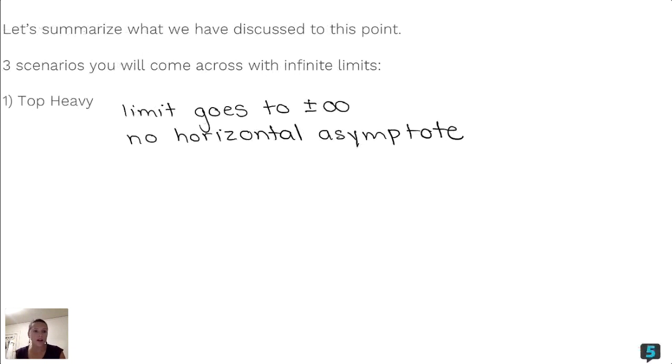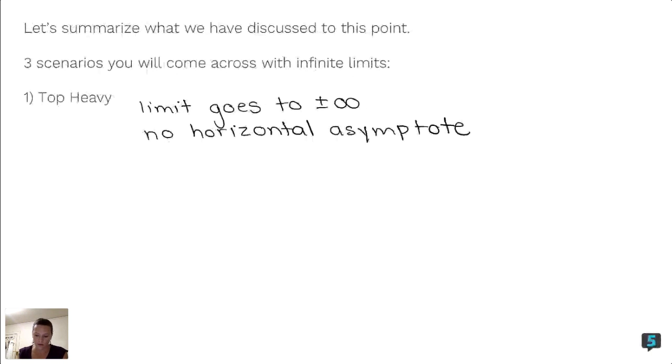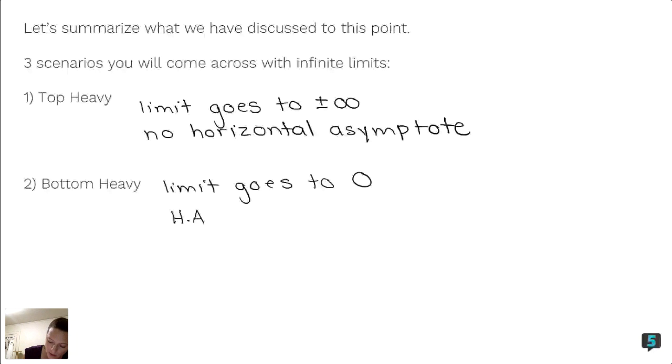We saw bottom heavy. And in my bottom heavy scenario, we said that our limit goes to 0. And in that case, we are going to have a horizontal asymptote at y equals 0.